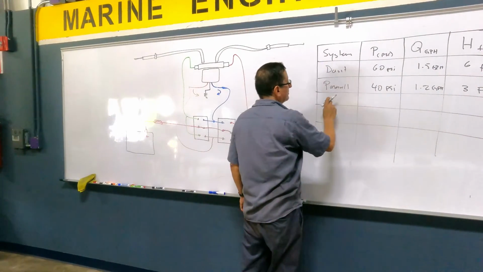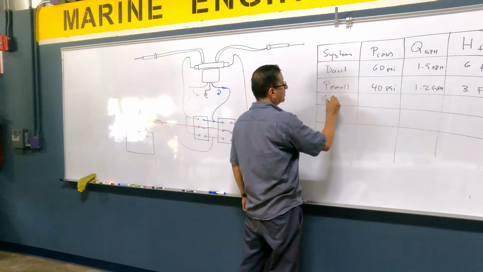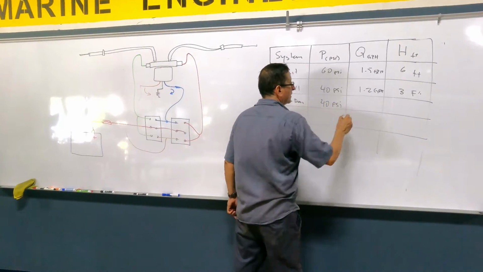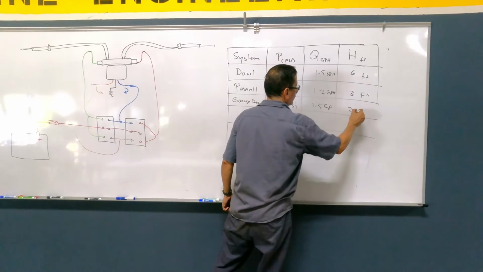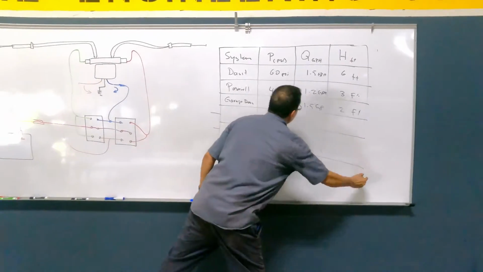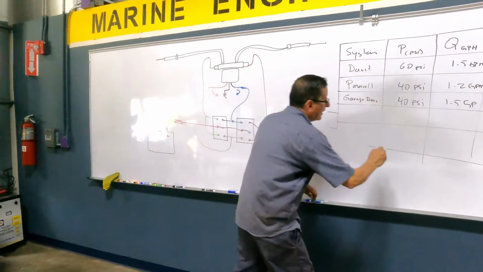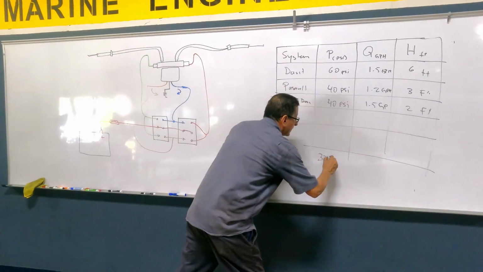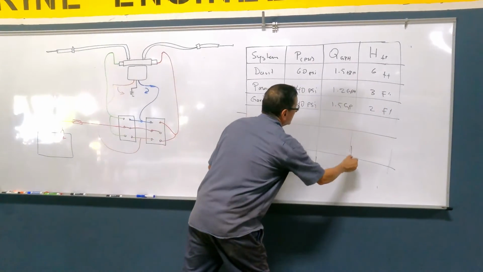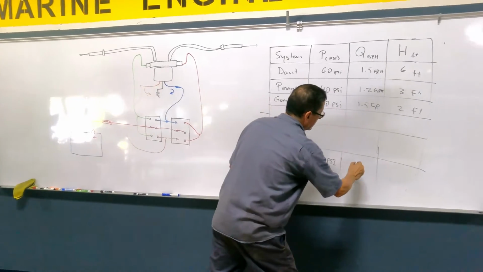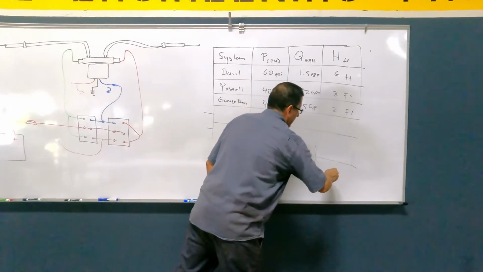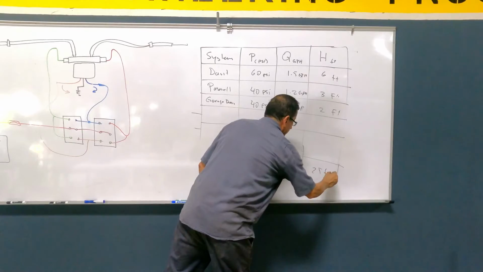The other hydraulic system is for the garage door. It's another 40 PSI, 1.5 gallons, and another 2 feet. And you have more, and you add them. In total, you say I have 300 PSI, the total flow is 10 gallons per hour, and the total head is 25 feet.